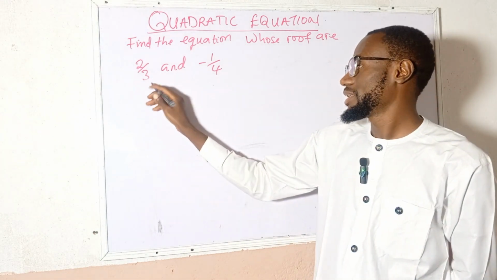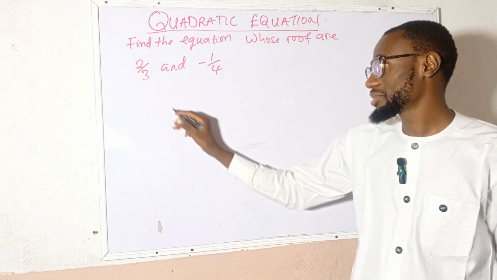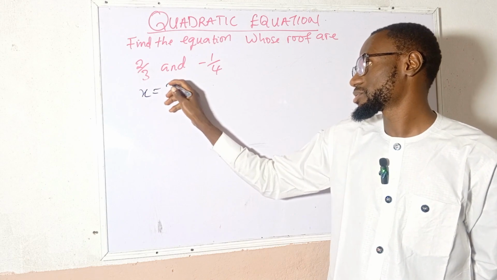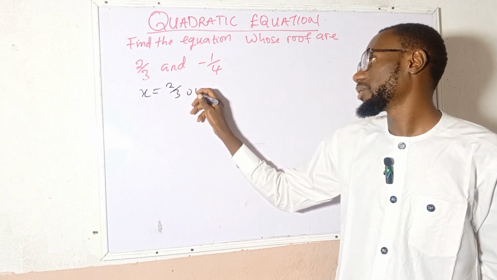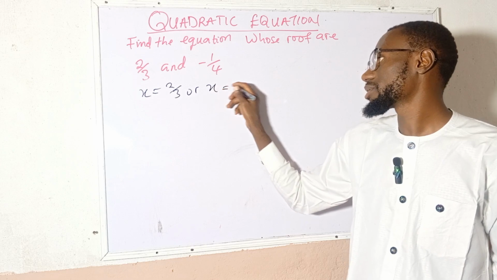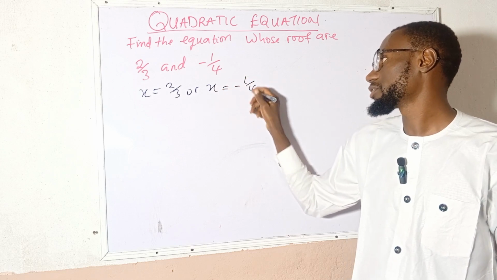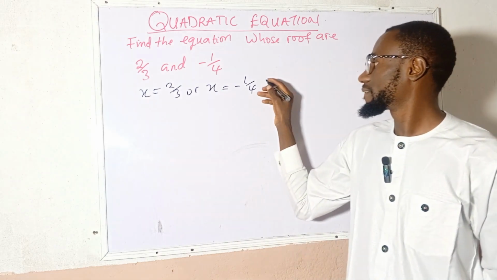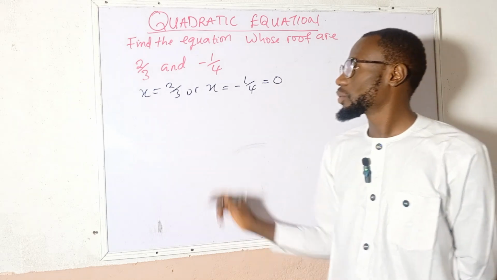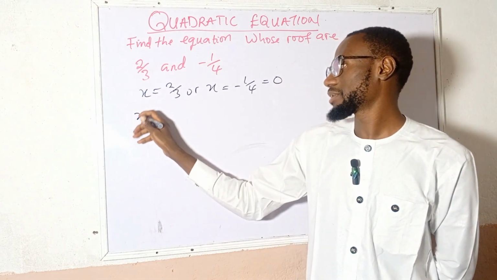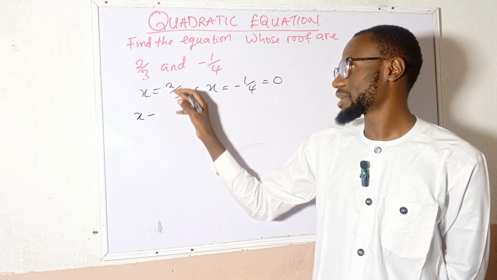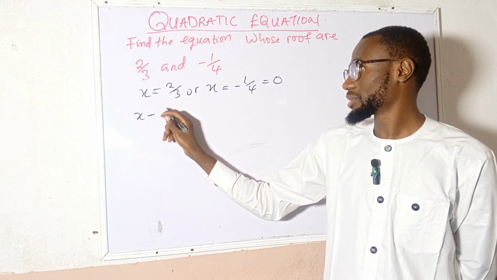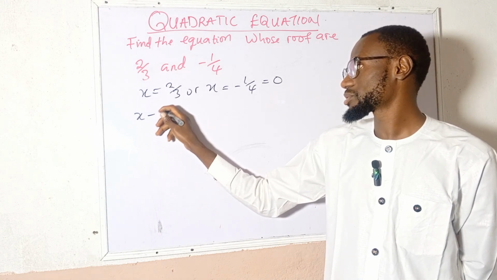step by step. Remember that a quadratic equation is in the form: either x equals 2 over 3 or x equals minus 1 over 4, all equals 0. Then we can take it as x minus, if we take 2 over 3 to the left hand side, it will be minus 2 over 3.